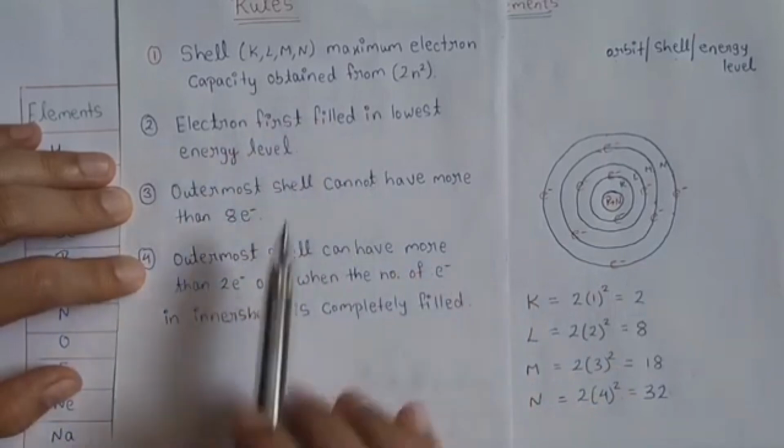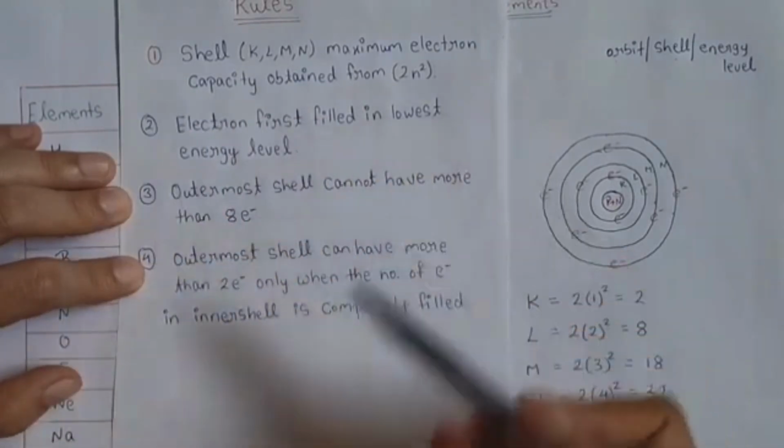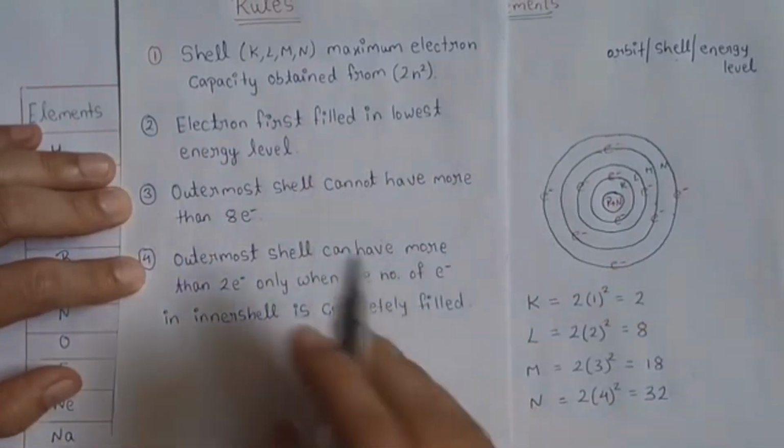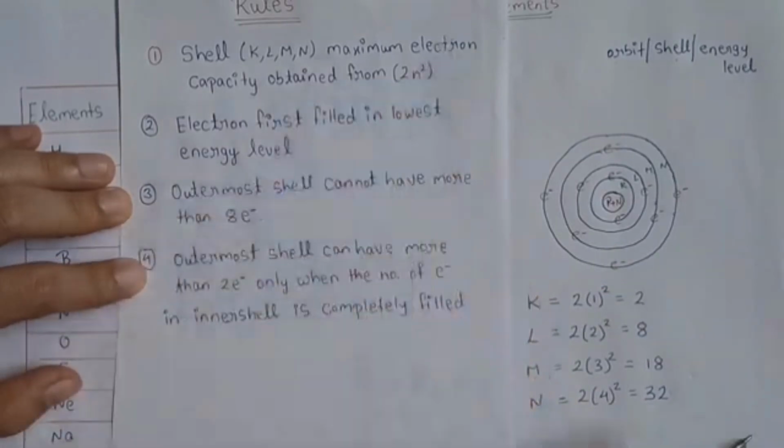If you are unable to understand the complete rules, no problem. When we do the electronic configuration, you can easily understand. Just remember them or keep them in mind while doing it.